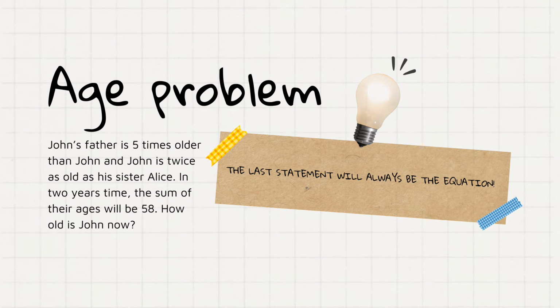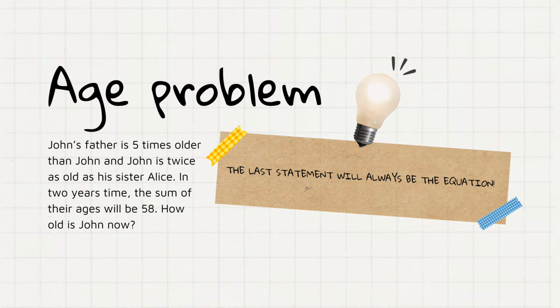What we have next is a type of age problem. John's father is 5 times older than John, and John is twice as old as his sister. In 2 years' time, the sum of their ages will be 58. So how old is John now? We have to identify the current age of John with the help of his father's and sister's ages.